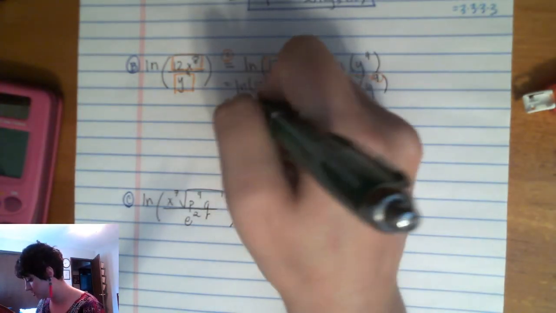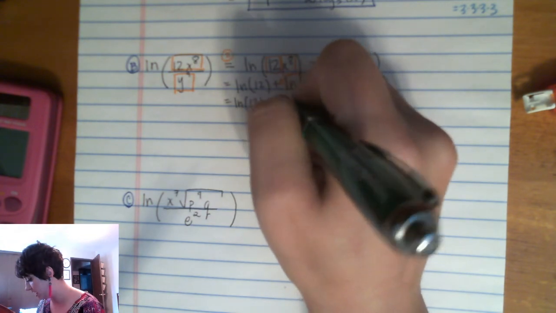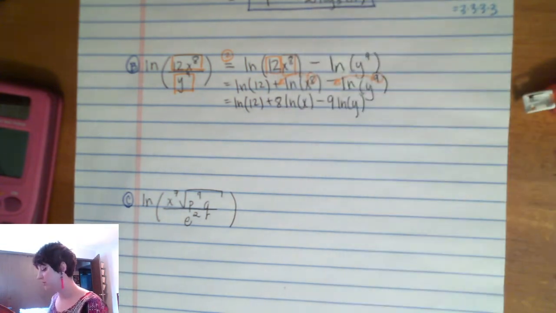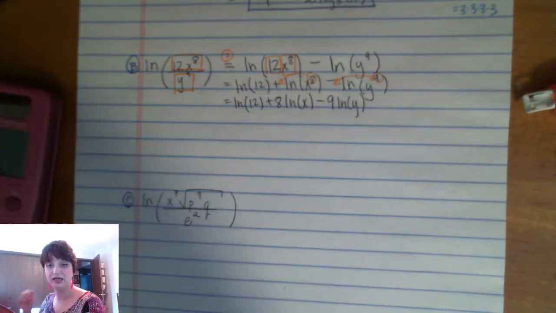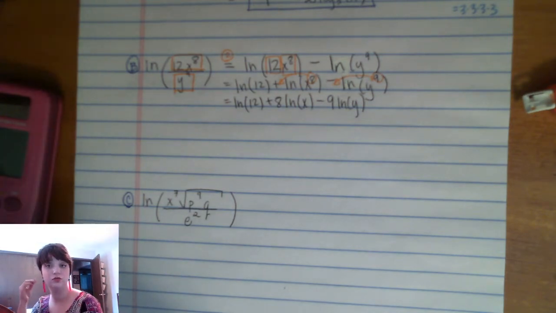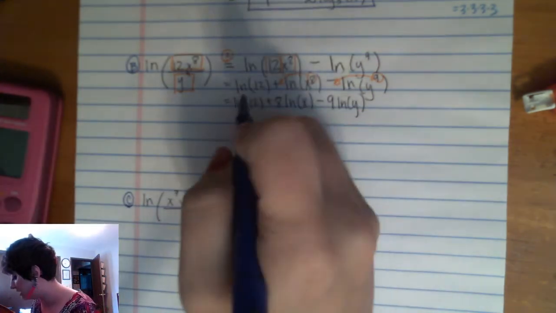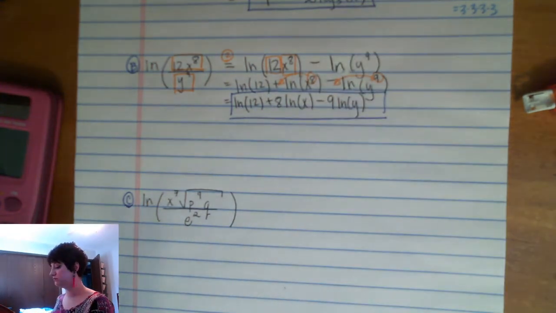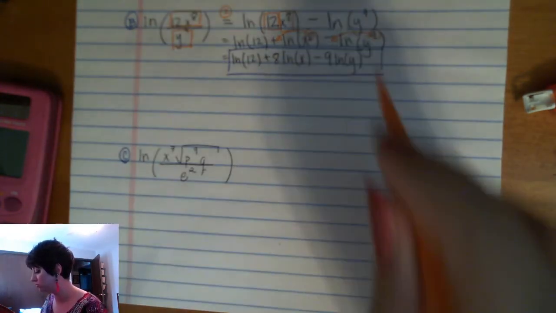So natural log of 12 plus 8 times natural log of x minus 9 natural log of y. Before I box my answer, I have to ask, is there any way that I know natural log of 12? Well, I'd have to know the factors of 12, but I know that 12 does not have e as a factor. So this would be finished. Done. This was rule 3.